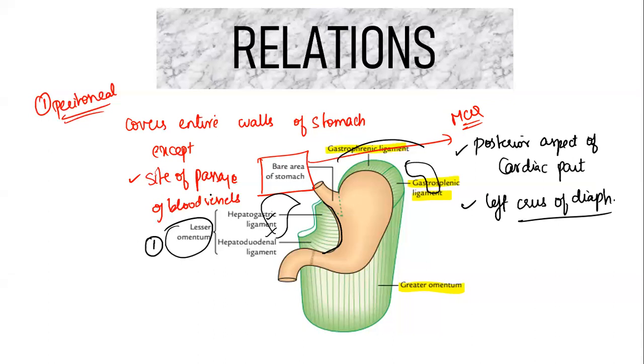So if you take the peritoneal relations, along the lesser curvature you have something called the lesser omentum. Then along the greater curvature, you have got 3 G's. Just remember 3 G's. One is the greater omentum. Next is the gastrosplenic ligament. Next is the gastrophrenic ligament. So these are the peritoneal relations. I hope I am clear.